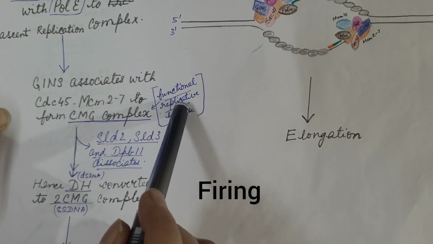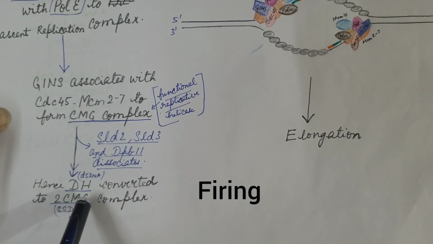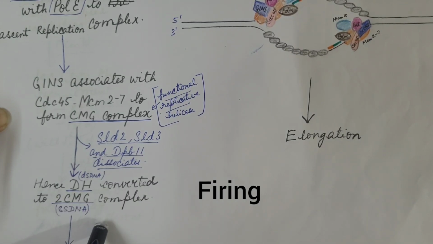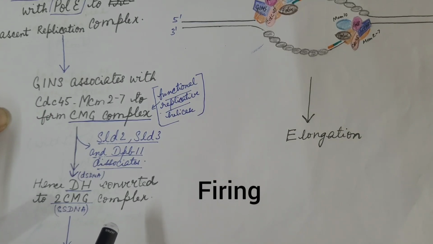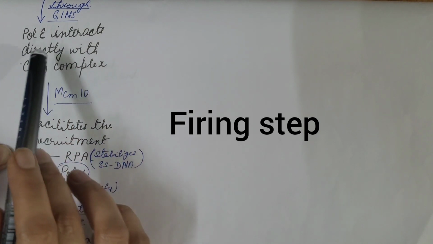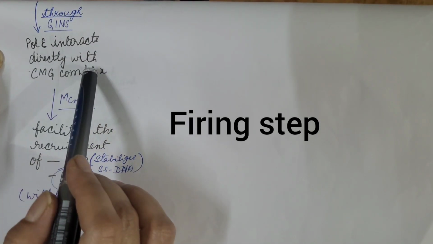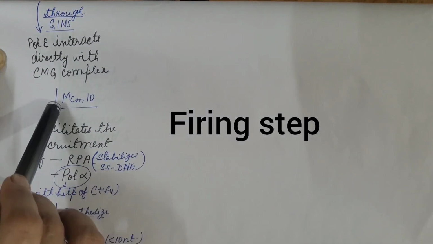That means it is functional replicative helicase, as a result of which unwinding of the double strand of the DNA takes place by breaking the hydrogen bond between the base pairs. Hence, this CMG complex now encircles single-stranded DNA. And through GINS, DNA polymerase epsilon interacts directly with CMG complex.